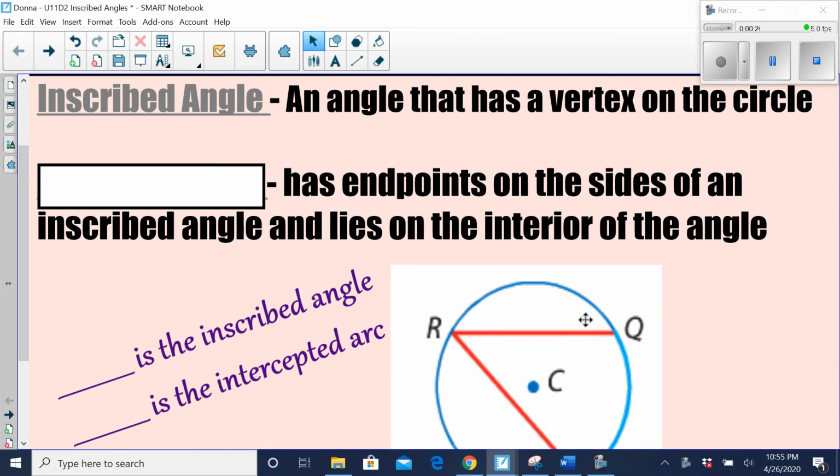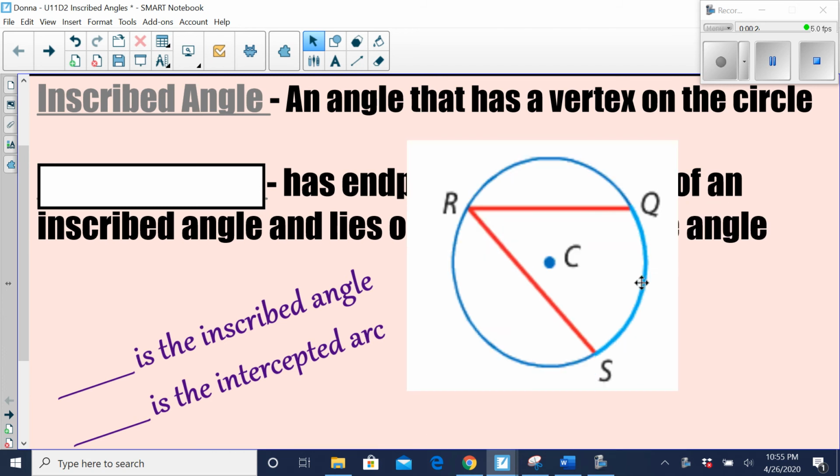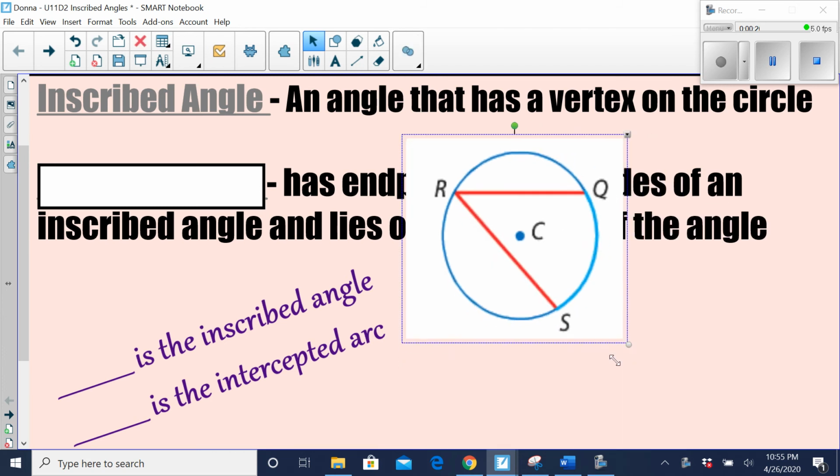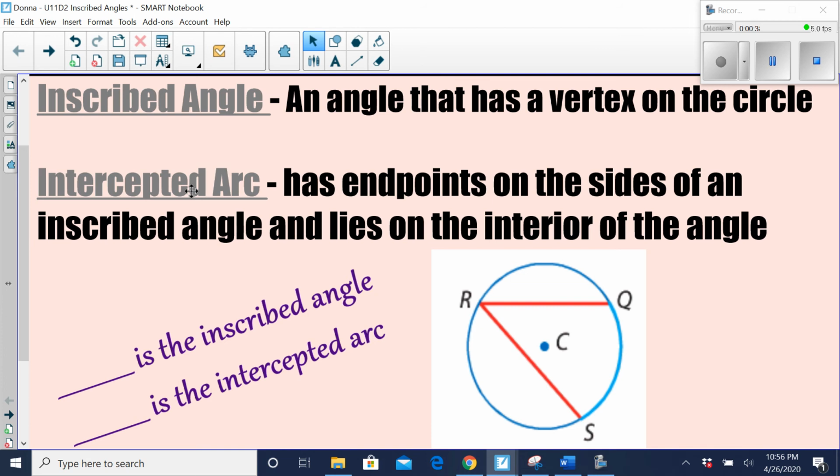If I look at this diagram right here, let me see if I can make it just a little bit smaller. That angle R is the inscribed angle QRS. The vertex is on the circle. We also need to know the vocab term intercepted arc, and it says an intercepted arc is an arc that has endpoints on the sides of an inscribed angle, and it lies on the interior of the angle.